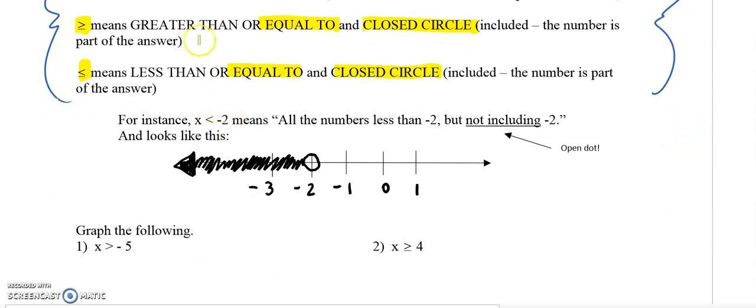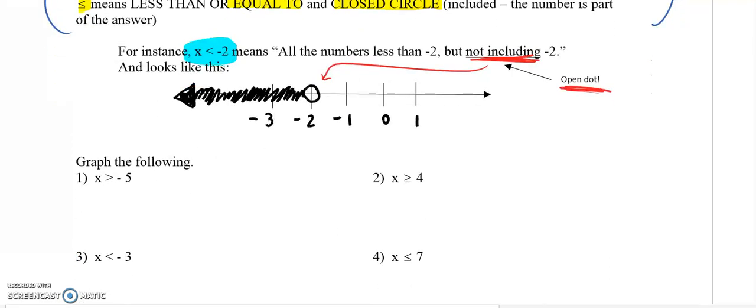For example, if we ever have x is less than -2, that means all the numbers, x represents the numbers, our solutions, right? So our solutions have to be less than -2. Since there's no equal to, we don't include -2. It cannot equal -2. And that's why right here, we have an open dot, an open circle. Then I shade towards the numbers that are smaller than -2. Smaller than should be to the left, bigger than should be to the right.